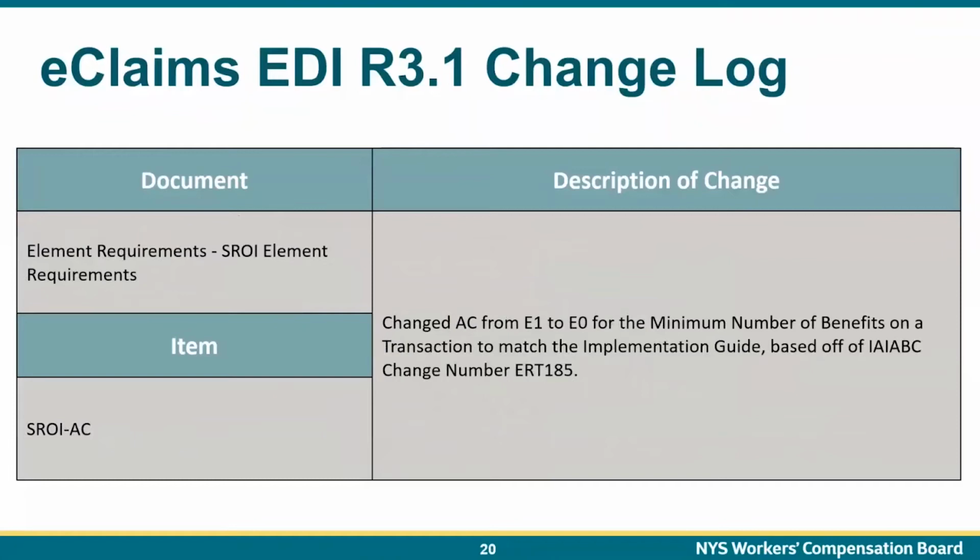eClaims change log item number 34. This element requirement was changed to 0 as no benefit segment is due on the SROI AC.